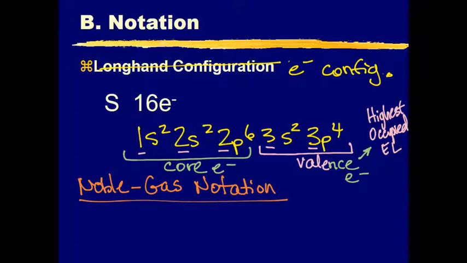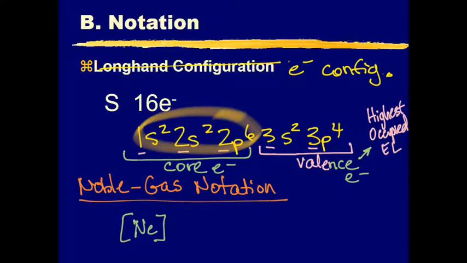Core electrons, also called inner shell electrons, are the next abbreviated part that we're going to do in noble gas notation. If you count up the number of electrons that you see there, 2 plus 2 plus 6 is 10. Element number 10 is neon. So I will abbreviate it with brackets, the symbol for neon. And again, we use uppercase and lowercase letters appropriately.